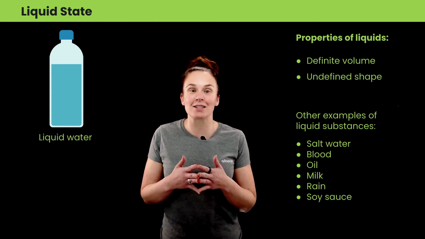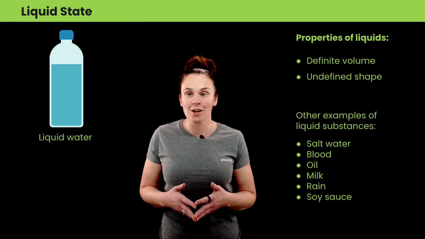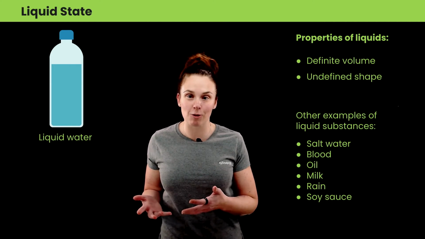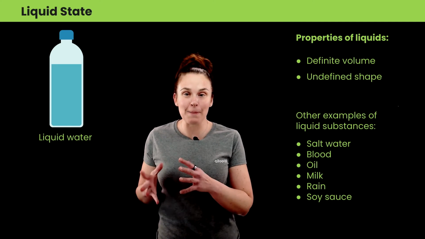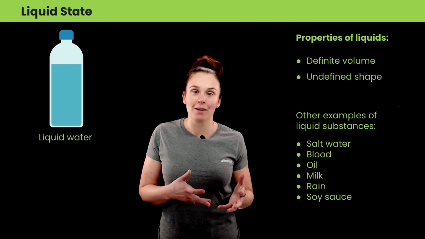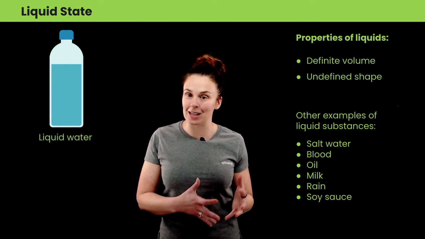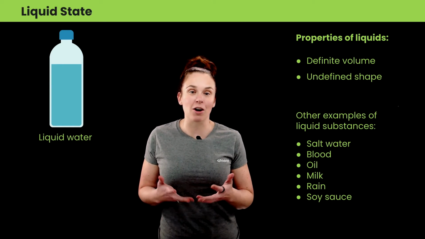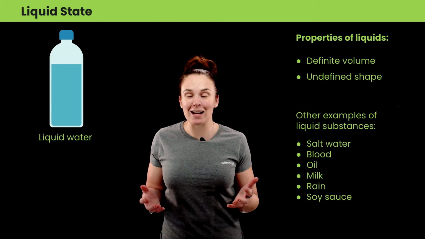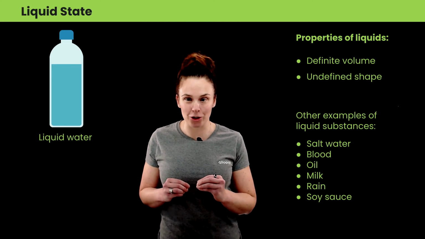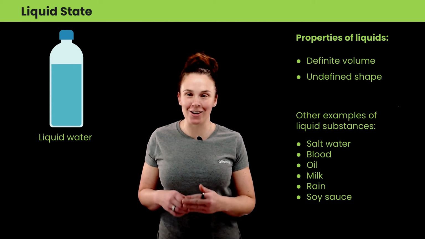The cool thing about the liquid state is that it has a definite volume and an undefined shape. So here we have this bottle of water, and we're going to say it's a liter. If I take that liter of water and put it in a bucket, that liter of water is still a liter, but it changed shape. It's taken the shape of its container, and that's the cool thing about liquids. Other examples of liquid substances are oil, blood, milk, rain, and even soy sauce. But remember, liquids always have a definite volume, but they can take the shape of their container.